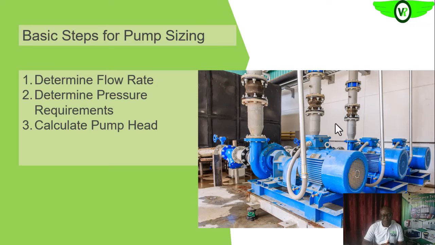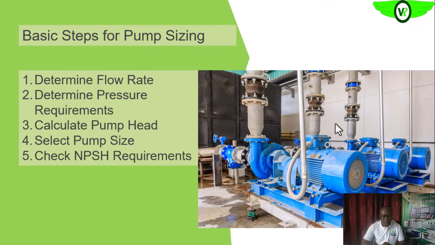Are we getting it? Okay, so the second, you need to determine the pressure requirement. That is the minimum pressure that will be needed to send the process fluid into your facility. Then the third will be to calculate the pump head, which will correspond to at least that minimum pressure that will be needed to take the liquid from wherever you want to take it to your facility. Then the fourth, having known the required head, is to do the pump selection itself. So we'll see all of these as we go along.